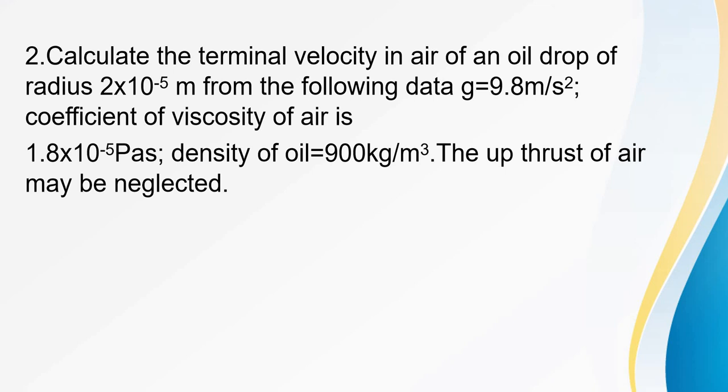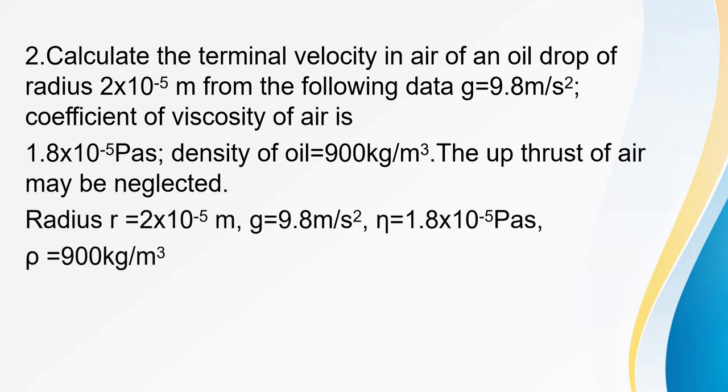So here it is given that upthrust can be neglected. That's why, in that expression 2 by 9 r square into rho s minus rho l into g by eta, there is no need of considering the rho l term. Why? Because that term arises when we are considering the upthrust. Okay.